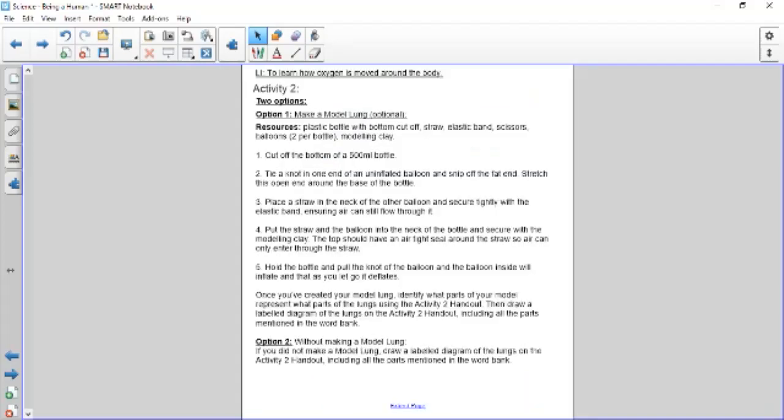Okay, welcome back. The second activity actually has 2 options. For option 1, if you have sufficient resources at home, such as a plastic bottle, an elastic band, scissors, 2 balloons per bottle, and some modeling clay, you can make your own model lung. If you want to do it, then please follow the detailed instructions on your home learning menus.